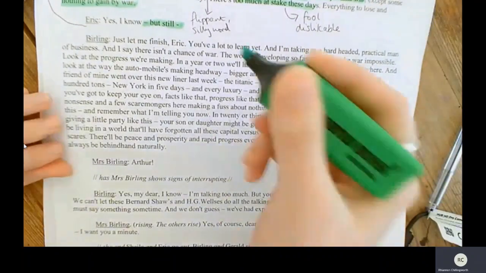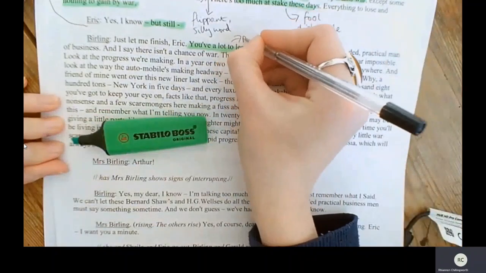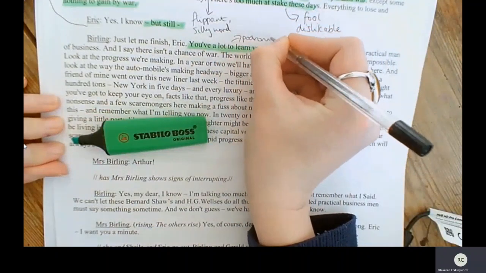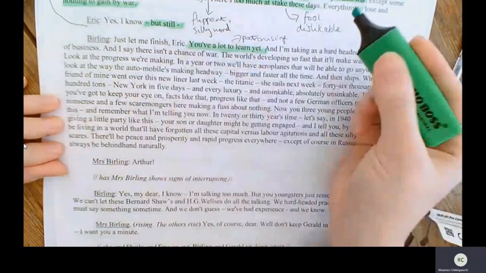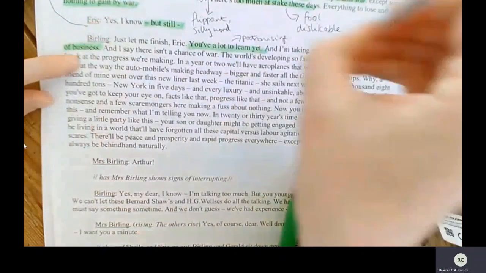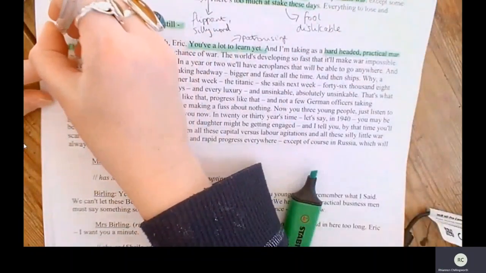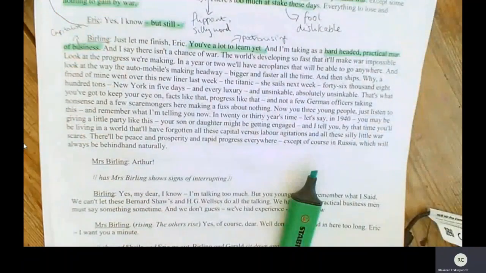Okay, so we'll look at this next little bit. Just let me finish, Eric. You've a lot to learn yet. So it's very patronising towards his son. You know, oh, you don't know, you've got a lot to learn. I'm talking as a hard-headed, practical man of business. So, again, Priestley's reminding us, as if we could forget, that he's a capitalist. He thinks just because he's a capitalist, he knows everything.